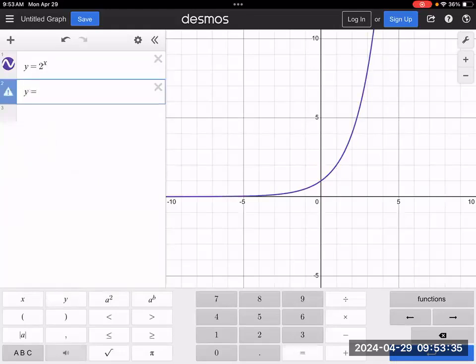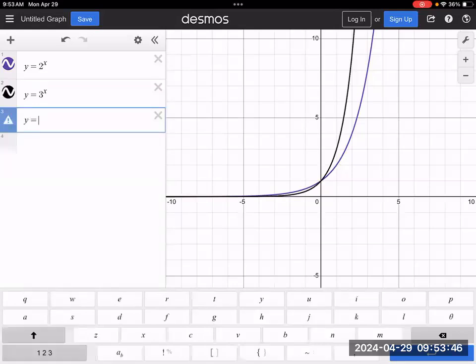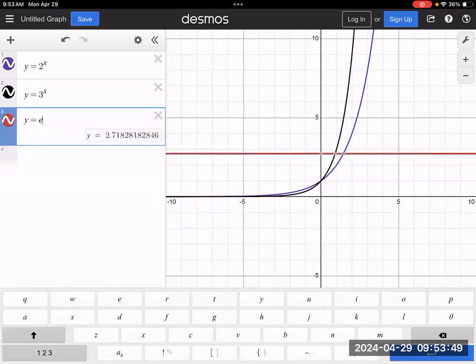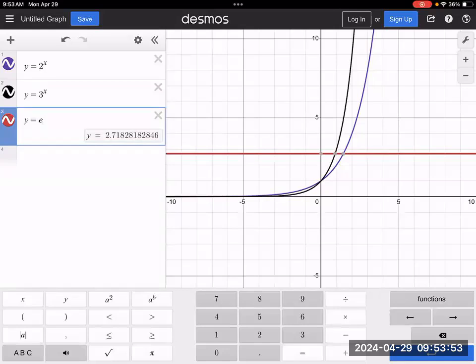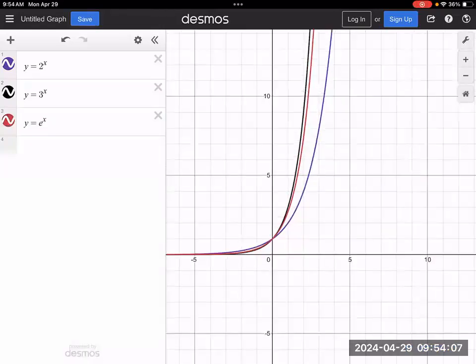Y equals, let's do 3 to the x, and the last one, y equals e. I believe your e is okay to use the one here. Yeah, there you go. Back to, there you go. Okay, so we have purple as 2, black as 3, and red as e. So what do you notice about your graphs?